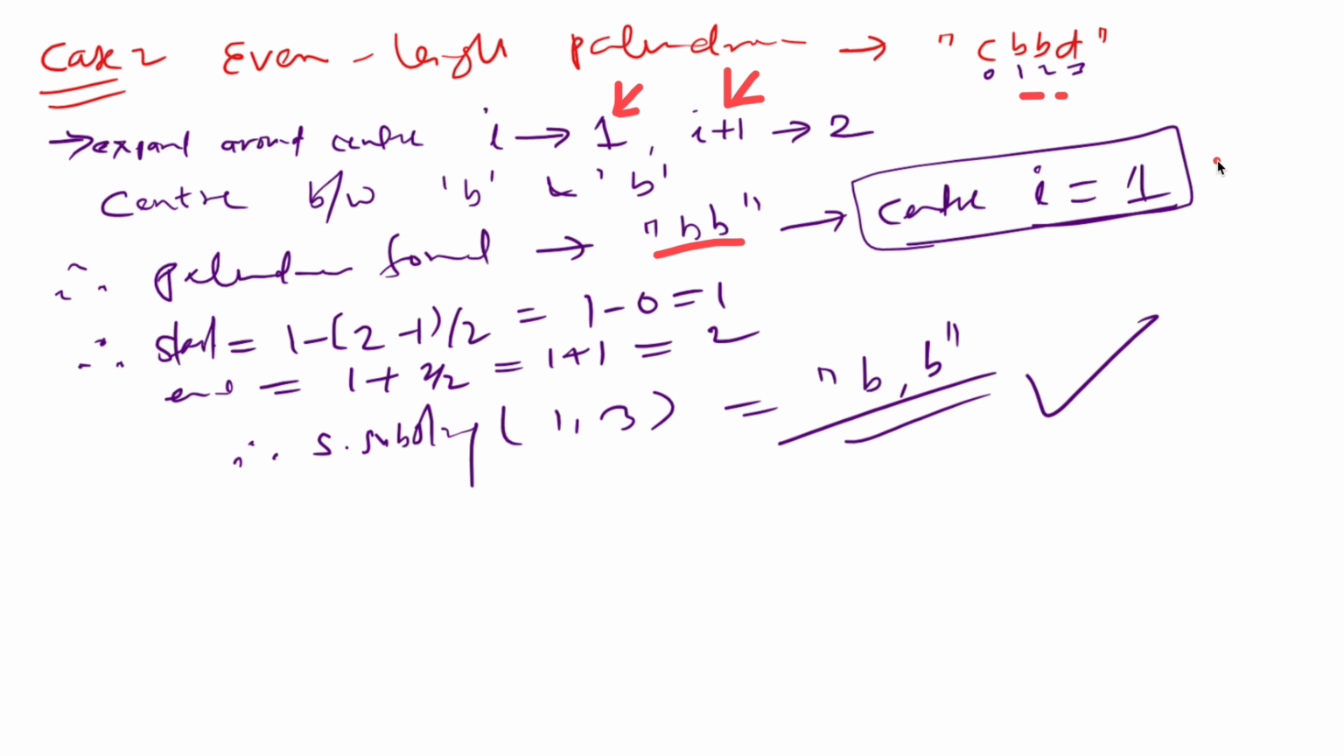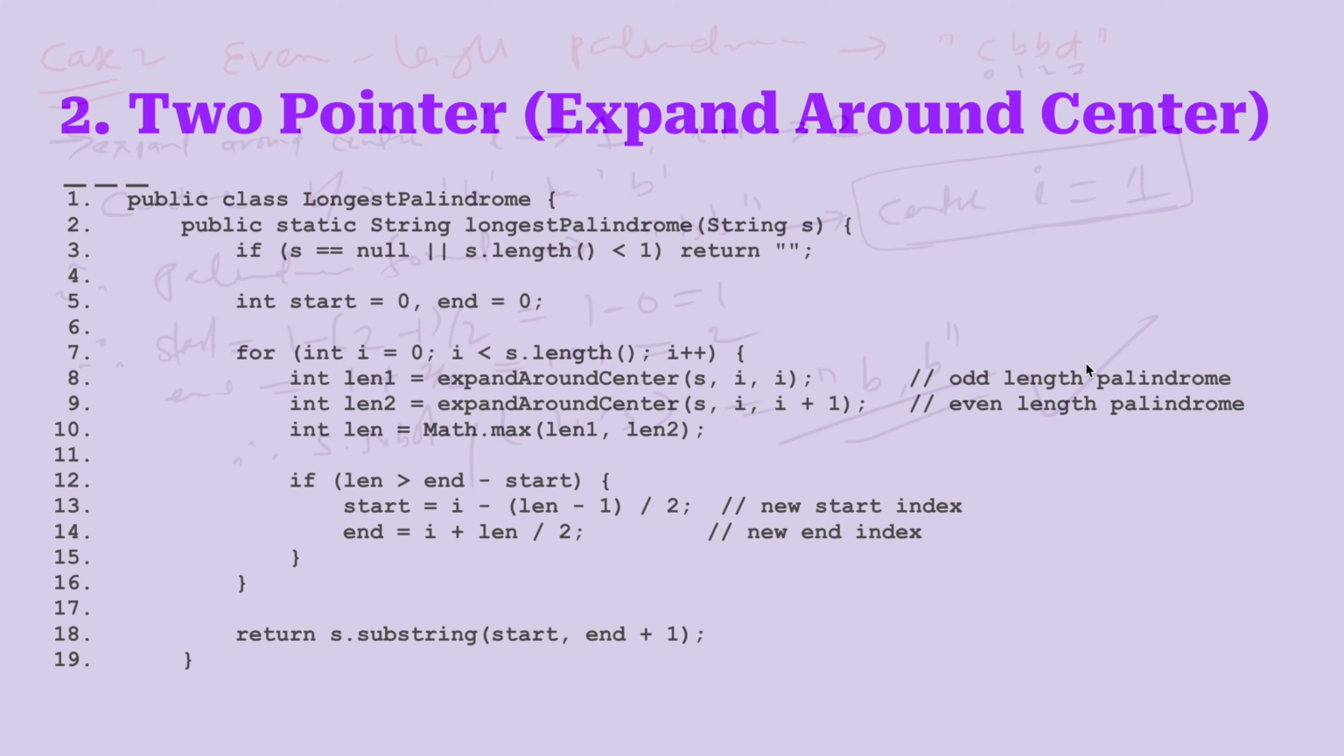So when center is at 1, if we take the start, we get the start index 1 and index at 2. So you have to take the substring, and you will see that you get BB as an even length palindrome. So you have to find the odd length and even length palindrome, right?